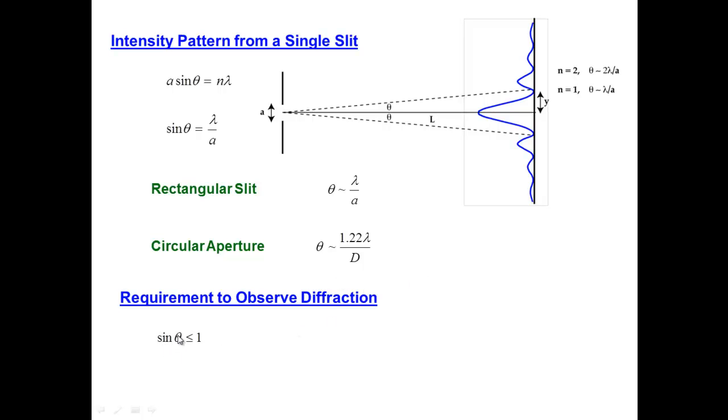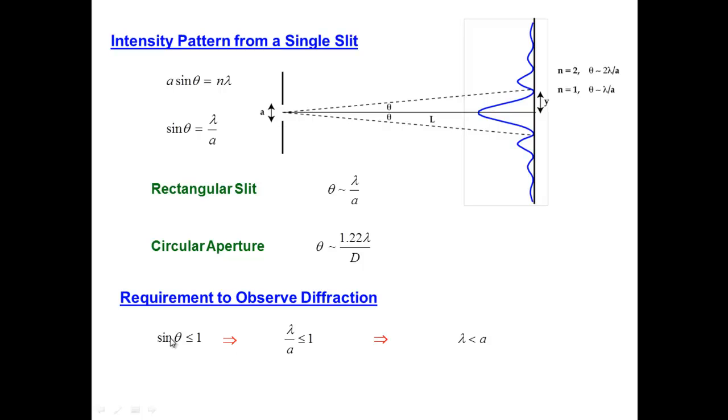If we're going to observe it somewhere on the screen, of course, then theta has to be less than 90 degrees, which means the sine of theta has to be less than 1. Therefore, if sine of theta is lambda over a, it has to be less than or equal to 1, which means that lambda has to be less than a. If lambda is greater than a, we simply will not observe any of the minima on the screen. So it's important for the wavelength to be less than the aperture size.